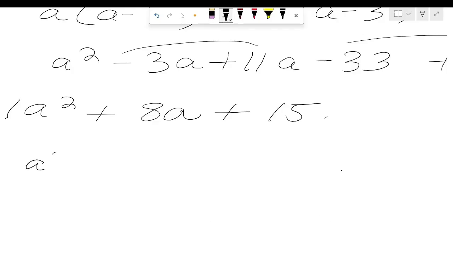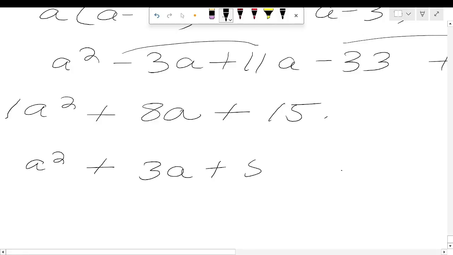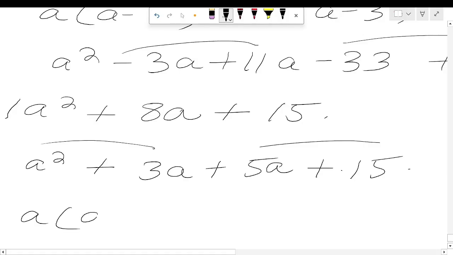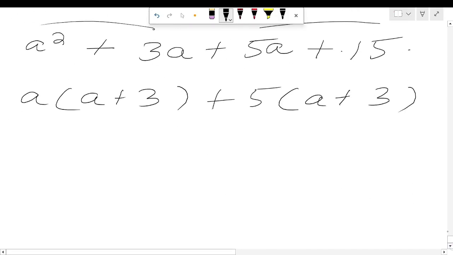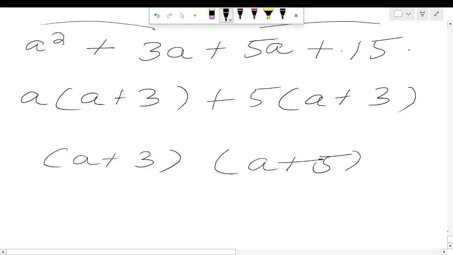Now I will write a square. After that, instead of 8a, I will write 3a plus 5a being added with 15. And then I'll take the common factor between these two terms. So a bracket a plus 3, and then I'll write 5 bracket a plus 3, because 15 divided by 5 is 3. Then I have a plus 3 as my first term and a plus 5 as my second. Now what do we need to do next?